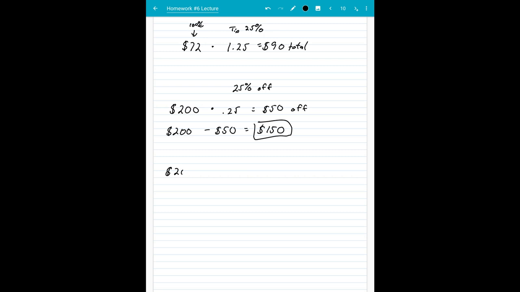If it's $200 and it's 25% off, well, remember, this is 100%, and you're taking away 25%. So you do 100% minus 25%. That ends up giving you 75% of the price left over. Because you're taking away 25% of the price, you're left over with 75%. 200 times 0.75 will end up giving you the same exact answer. It'll give you your total right away.